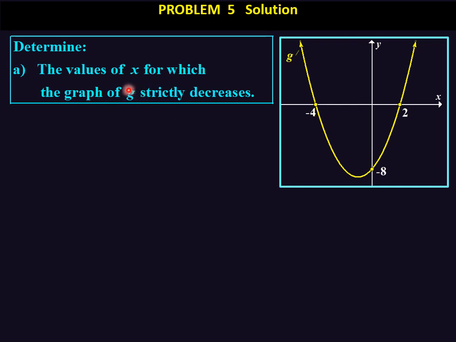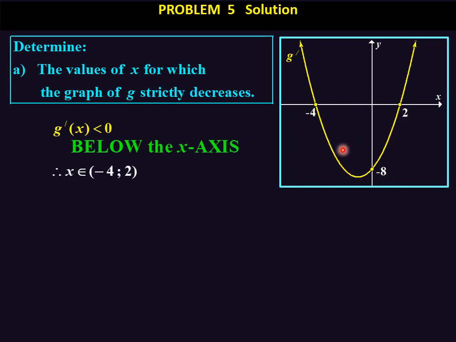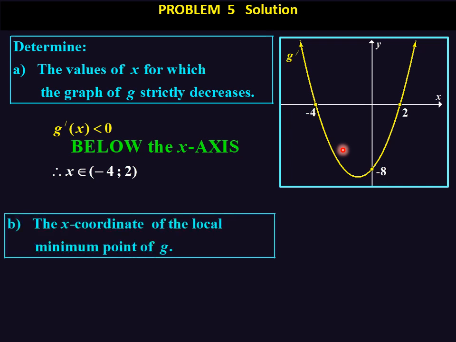But the graph of g decreases if the first derivative is less than 0. So where is the first derivative less than 0? That's what we need to find. First derivative less than 0. It's below the x-axis. You see, below the x-axis, there's the first derivative. And that is between -4 and 2.